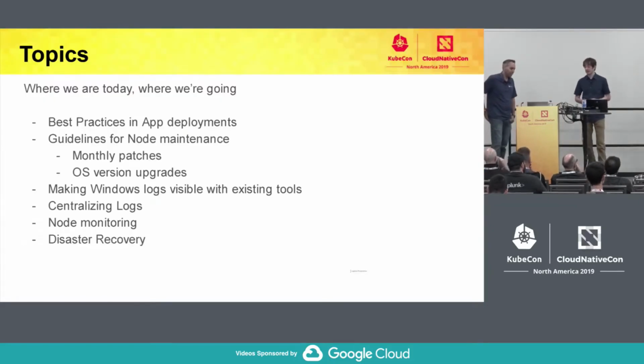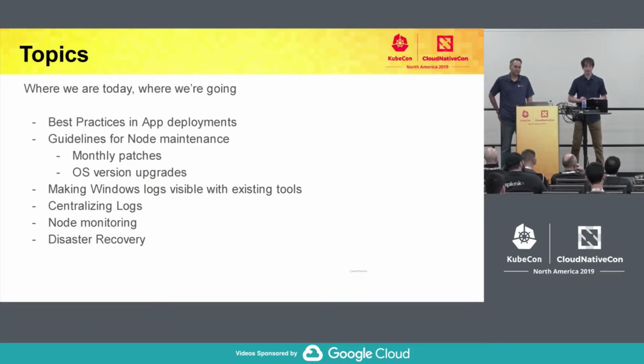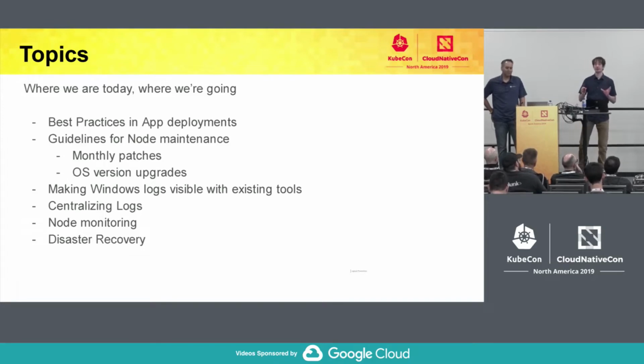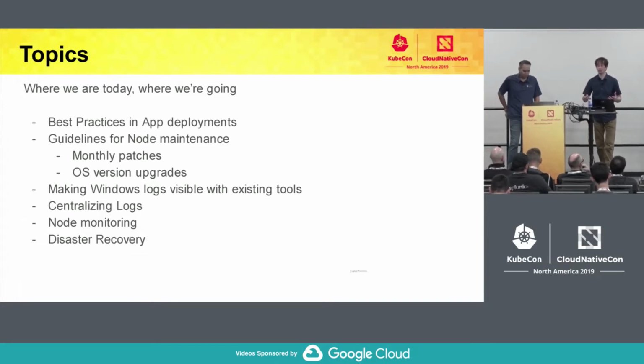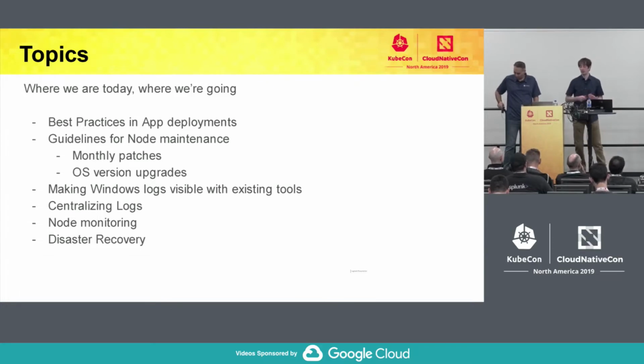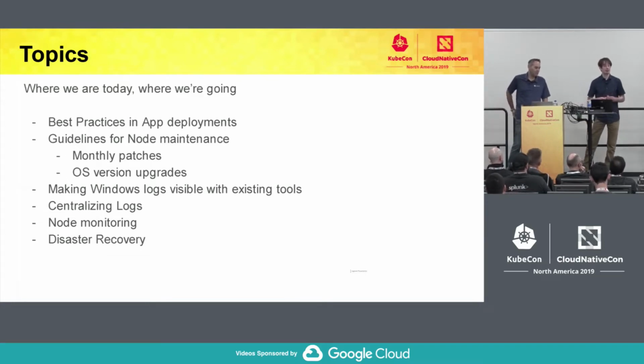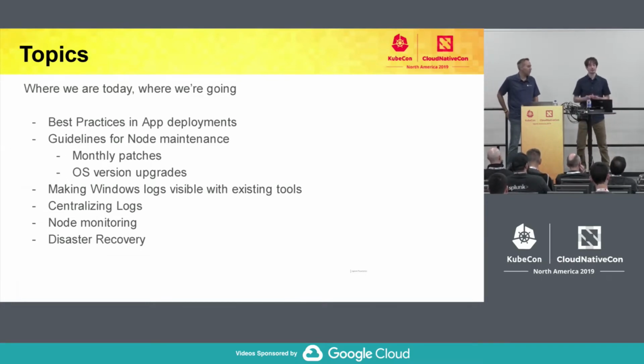All right. So we got a nice long list of topics, and we're going to have to move pretty quick to get through all of this. So we're going to start off talking about a couple of the best practices and deployments, so that way you know a couple of the things you need to plan for as you start to add Windows nodes into your clusters. And we'll talk a little bit about how to handle node maintenance, how to get more detailed application logs out of your Windows apps that are running in containers. We've got some new developments there that we're excited to share.